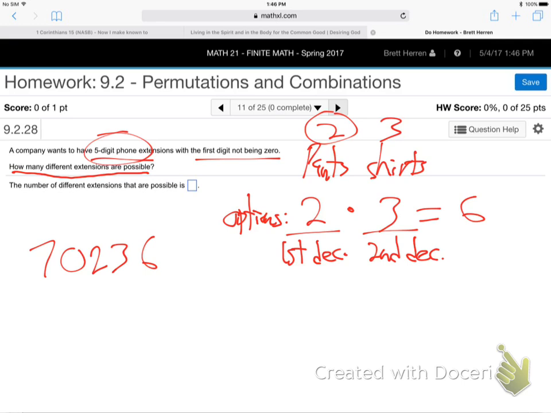Now, think back to what I just did. How many decisions did I make? And for each of those decisions, how many options did I have? And then just multiply those together. That's all you got to do. So I made 5 decisions, didn't I? I picked 5 different digits.